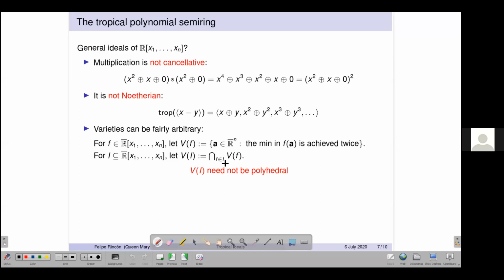Question: do these problems come from a distinction between polynomials and polynomial functions? Which of the problems vanish when talking about polynomial functions?